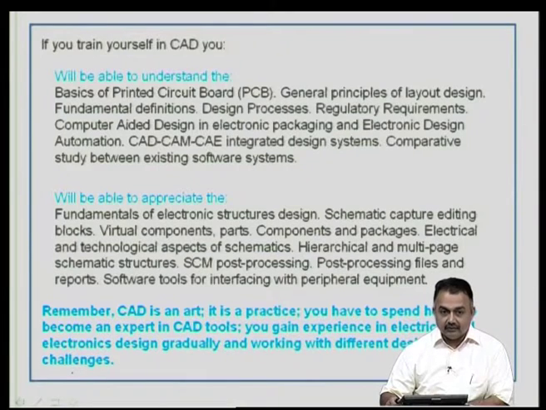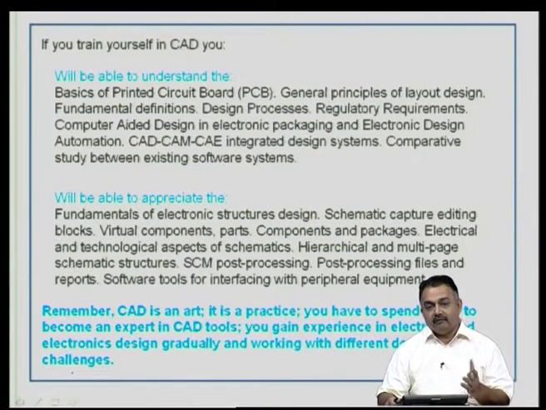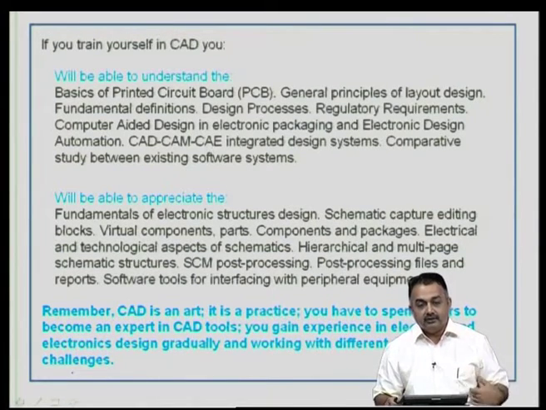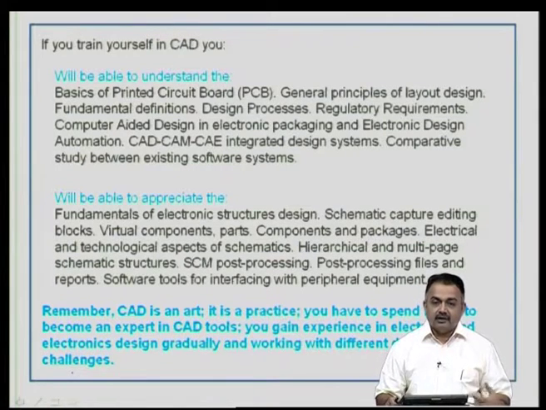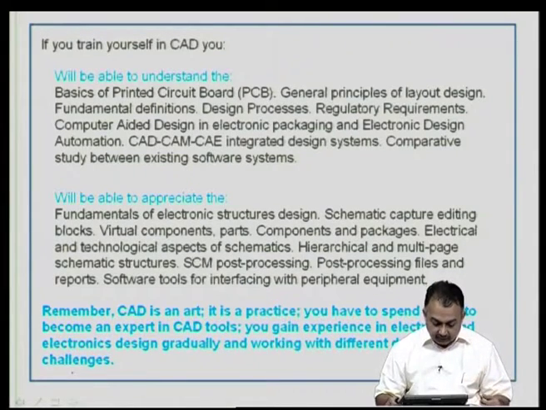Schematic post processing. So, what do you do after the schematic is completed? Post processing files and reports, how do you generate them, and software tools for interfacing with peripheral equipment. An example of the peripheral equipment that is used in printed circuit board fabrication is a photo plotter or your drilling machine or your SMD assembly equipment.